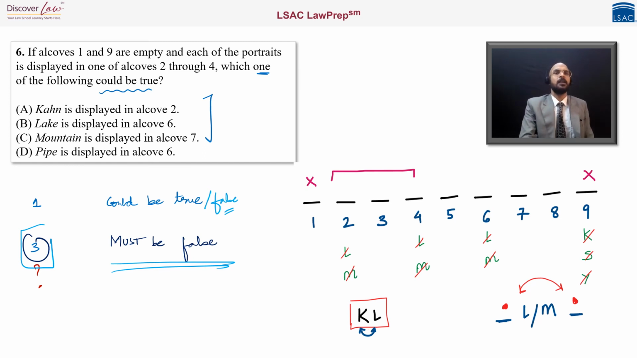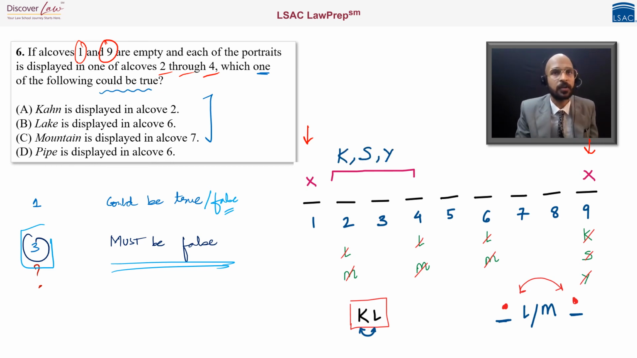Now, you can see from the rules that 1 and 9 are supposed to be empty, so I've crossed them out. As you can see, I've crossed them out. Okay, now it says that each of the portraits is displayed in the alcoves 2, 3 and 4, right? So you have K, S and Y, the 3 portraits in 2, 3 and 4.